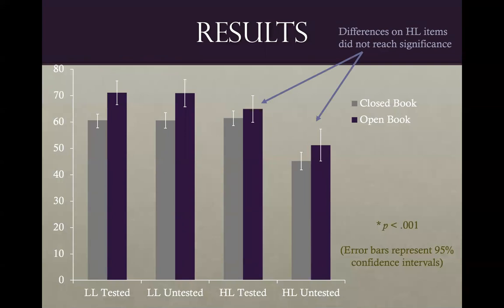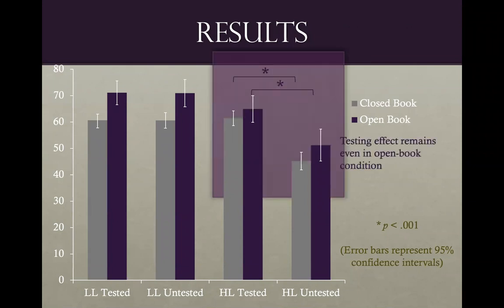Looking at high level, they actually did a little bit better on high level items, but it didn't reach statistical significance. So that hints at the idea that performance on the high level items is indeed content dependent a bit, and that having the content available does increase that ability. However, our testing effect remained in both conditions. So regardless of having the content, we're still seeing this testing effect.